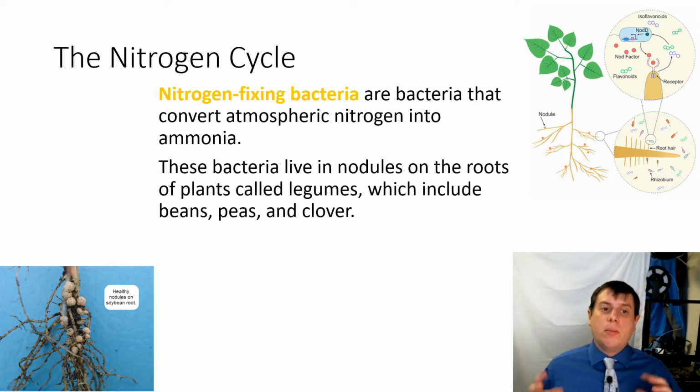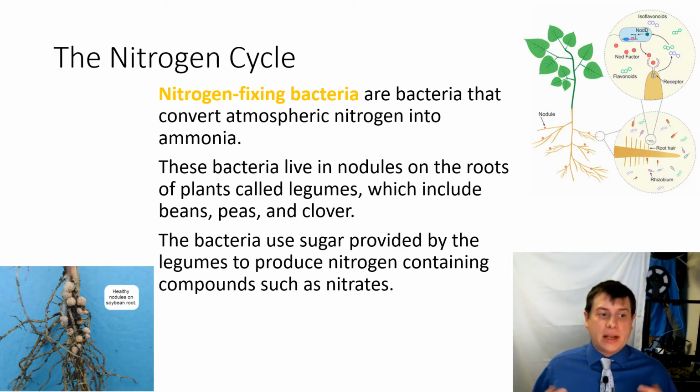The thing is, ammonia in and of itself is not actually what's taken up by the plant. It has to be fixed into the nitrate or nitrite ions by having oxygen then bond with it. The bacteria use sugar provided by the legume to produce those nitrogen-containing compounds, such as nitrates. So you've got a symbiotic relationship happening here, specifically mutualism. The plant provides sugar to the bacteria for food. The bacteria converts this atmospheric nitrogen to ammonia and then to nitrates.